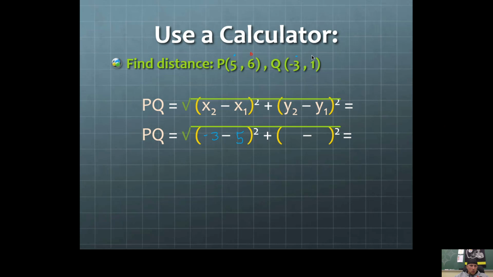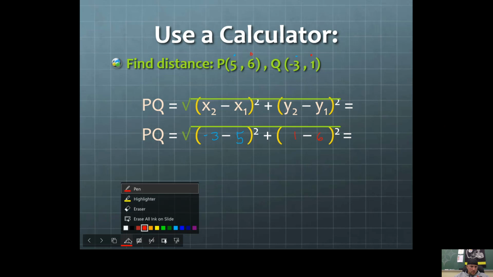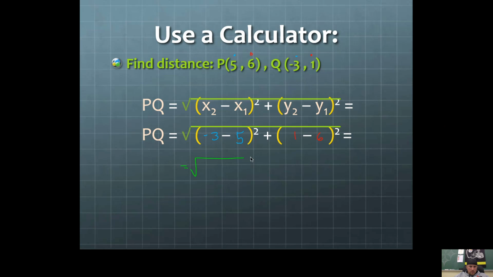My y values are 6 and 1. Which number do I have to put first? It's important. If you don't put the right number here, you're going to get it wrong. We used the -3 first with the x's, so you must use that 1 first with the y's. -3 minus 5 is -8. I need to square that. 1 minus 6 is -5. I need to square that as well.